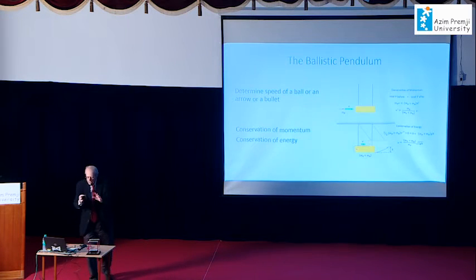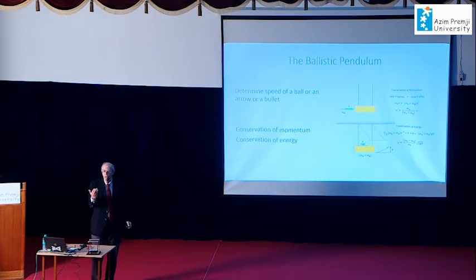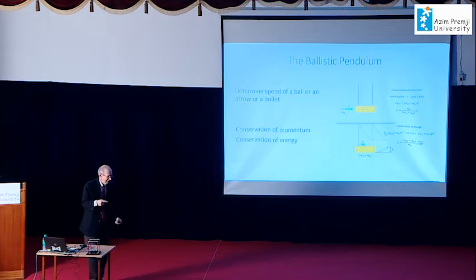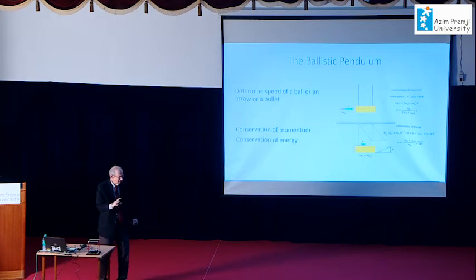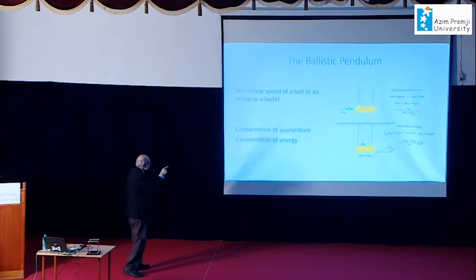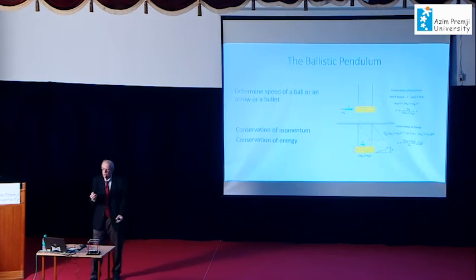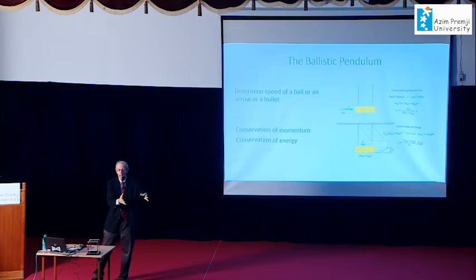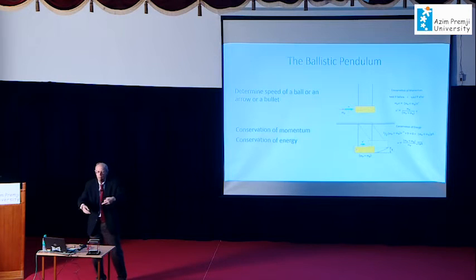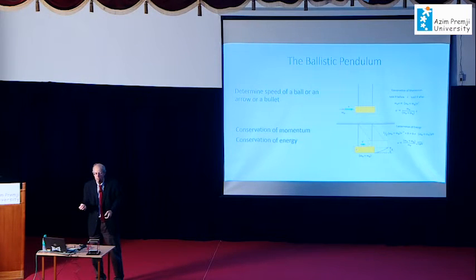So this is called a ballistic pendulum. If I want to measure the speed of something that goes very, very fast, like a bullet, how can I measure it? If it goes across the room, the stopwatch is not going to work. So what we do is we take the bullet and we shoot it into a pendulum. And when it hits, the pendulum swings. And by measuring how much it swings, using the conservation of momentum and the conservation of energy, we can determine the speed of the bullet.